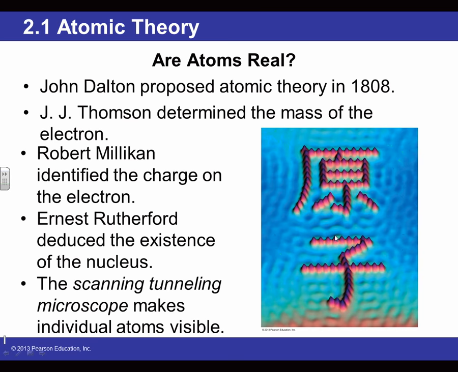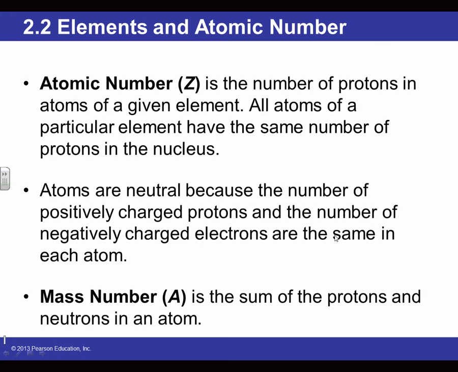And then the last part, which applies to this image, is that you have a scanning tunneling microscope, which makes individual atoms visible, so you can actually see them. So that's kind of a brief history. You have Dalton, then you have Thomson, determining the mass, Millikan, who identifies the charge, and then you have Rutherford, who is able to identify the actual nucleus of the atom. And we're able to see it using a scanning tunneling microscope.